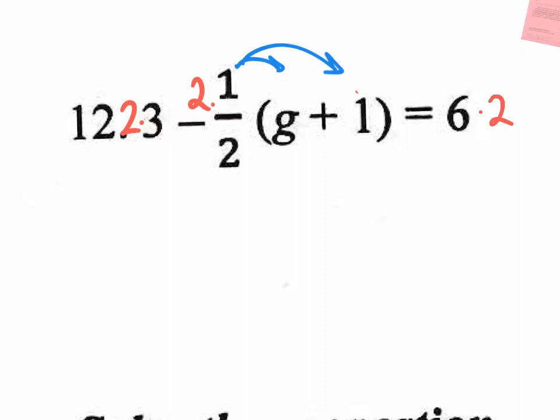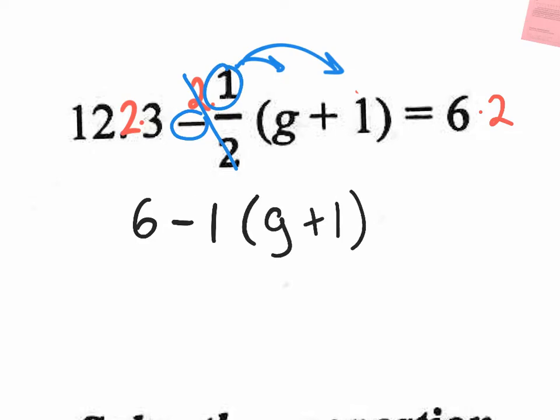So what do we have now? We have a new equation that reads 6 minus 1. Why minus 1? Because the 2's canceled, and we have a minus 1 left over. And we still have the parentheses (g plus 1) equals 6 times 2, which is 12. So you see how we got rid of the fraction? But now we have 6 take away 1, and I see other students make mistakes right here. They say 5, and that's incorrect. Because you're not supposed to subtract.